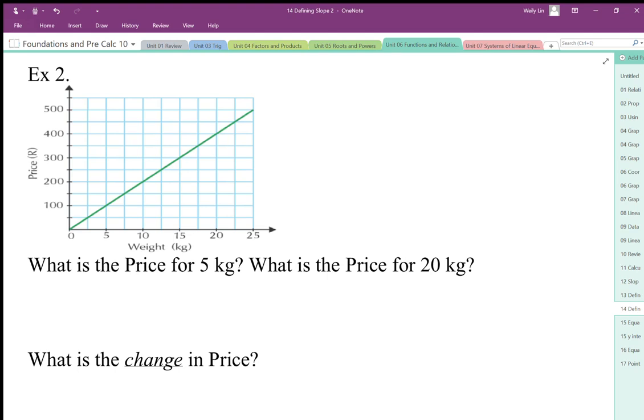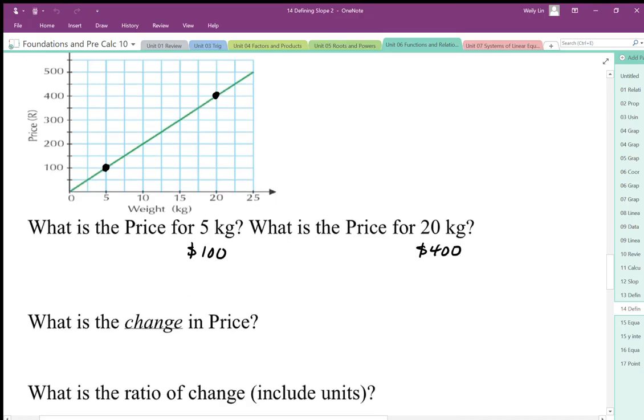In this relationship, we are relating the weight of some quantity here and the price of that quantity that we're buying here. And so the weight is our independent variable, our input. The output is our price. So when we look at the graph, it asks what is the price for 5 kilograms? It looks like for 5 kilograms we're looking at $100. The price for 20 kilograms, it looks like that price is going to be $400.